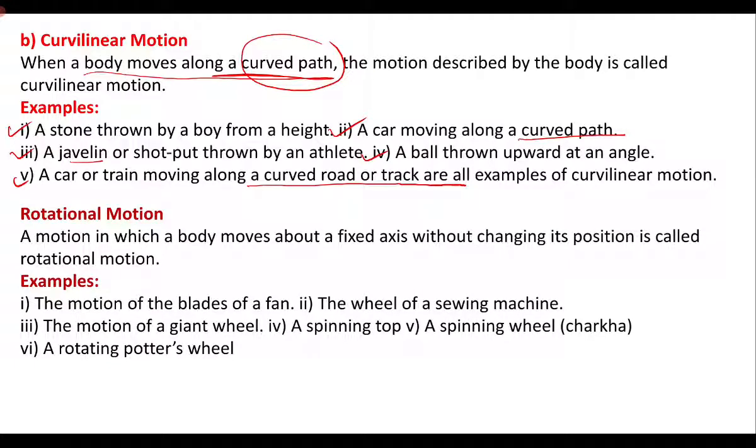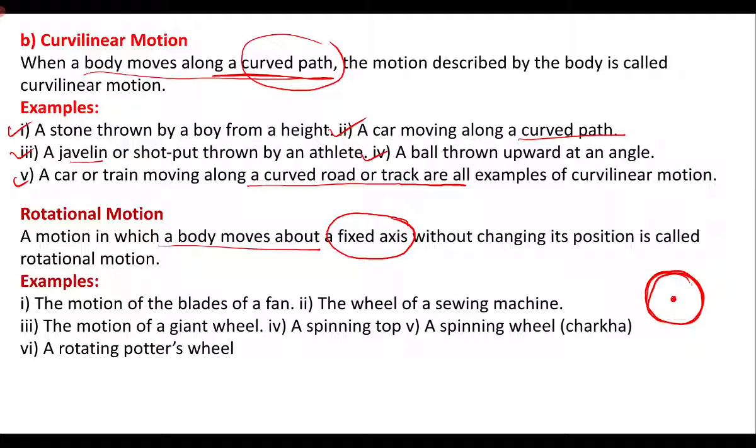Let us see the meaning of rotational motion. A motion in which a body moves about a fixed axis, without changing its position, is called rotational motion. So this is a fixed axis, and around that the object moves like this. Without changing its position, it is called rotational motion.